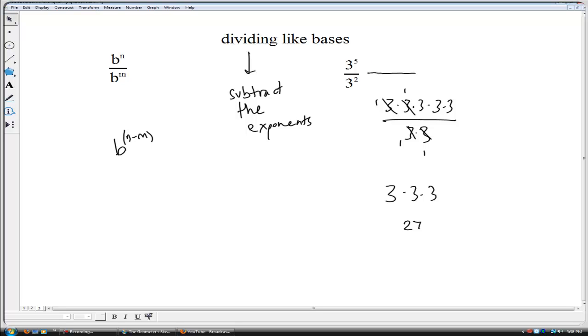Now, had we used this property, or this shortcut, we would go right to the subtraction 5 minus 2 as our new exponent. 3 to the 5 minus 2 is 3 cubed, the same thing we ended up with here, and 3 cubed is 27.